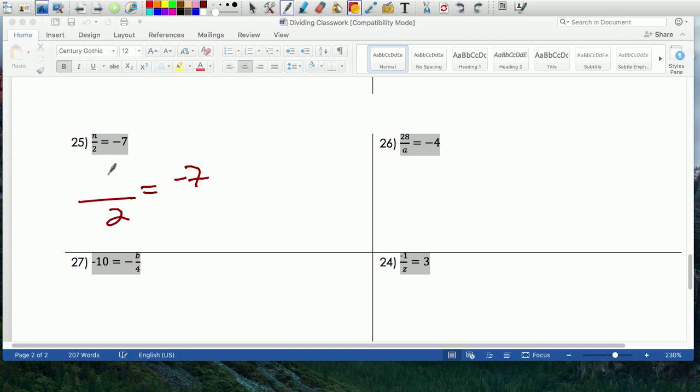Well, let's try 14. Positive divided by positive is definitely not negative. So this has to be negative. So n is 14, or sorry, negative 14.